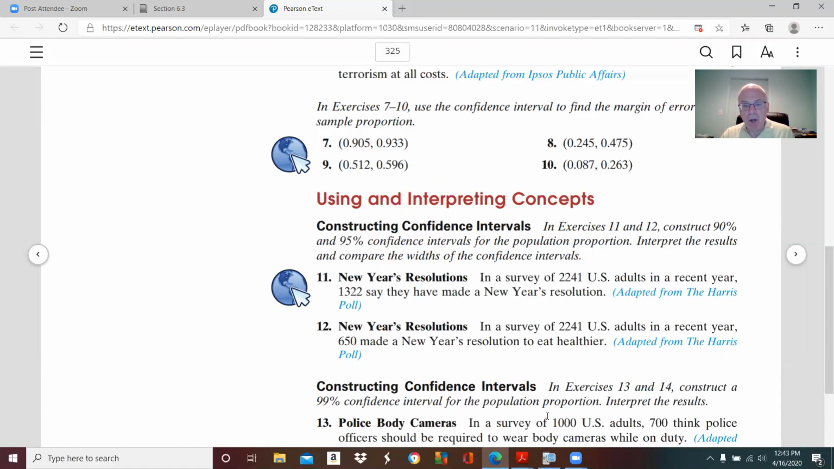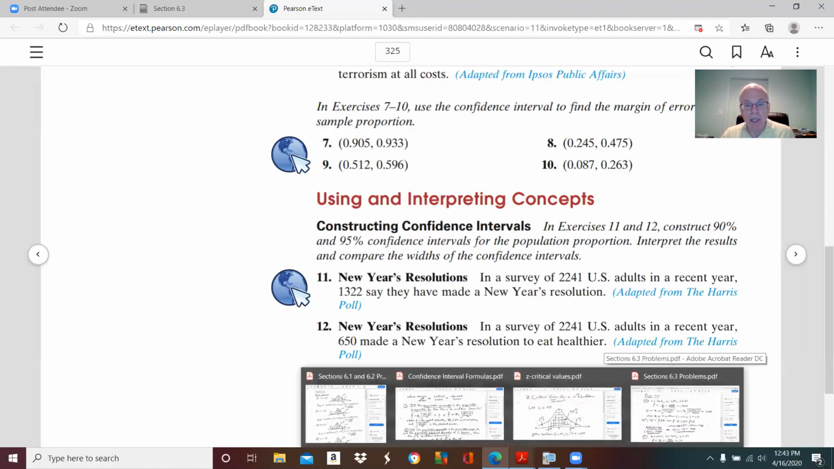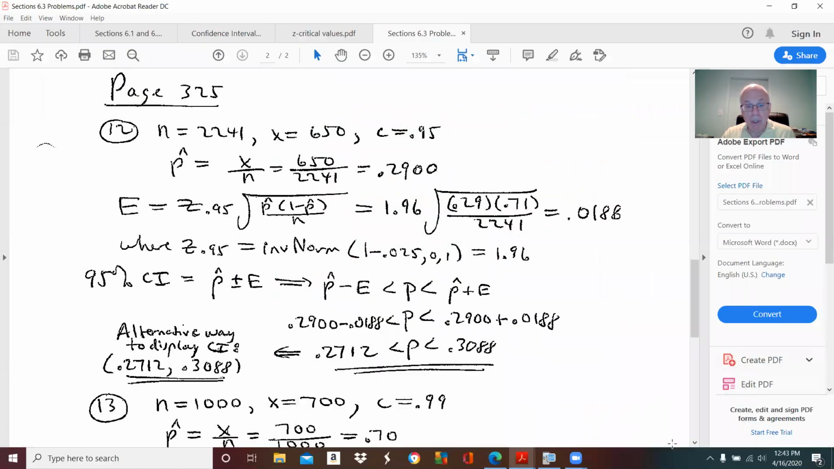All right, anyway, let's go back to the solution. So for number 12, same sample, right? Same sample of people. This time the number of successes, the number of people who answered yes to eating healthier as a New Year's resolution, is 650. And this time we're going to use a 95% confidence interval. That's what I chose to do in this case. If you want to try doing this with a 90% confidence interval on your own, you can certainly do that. When we divide these two numbers, we end up with 0.29 as our sample proportion.